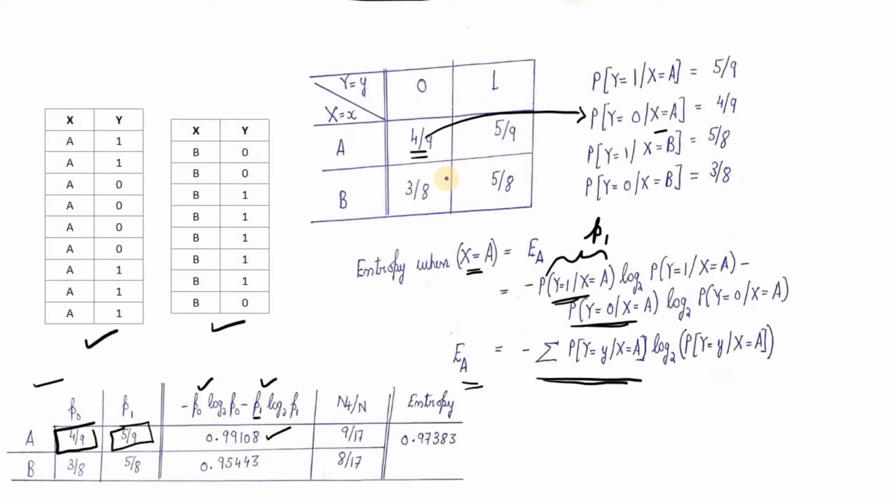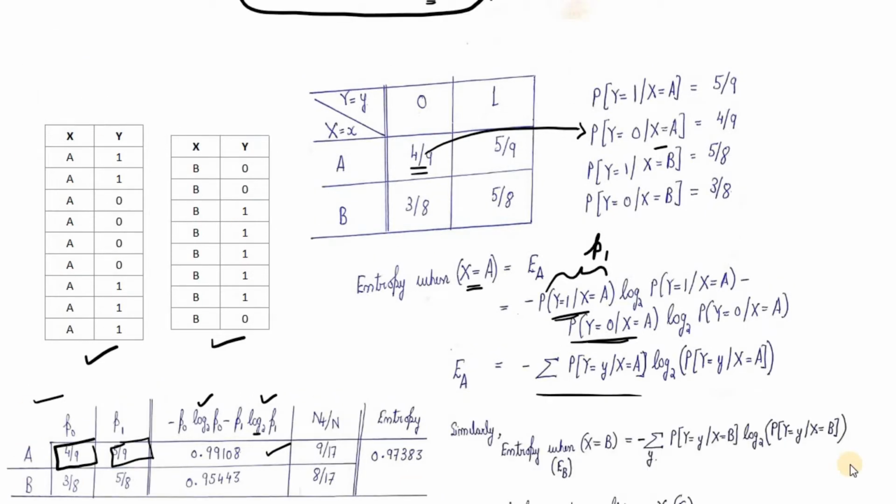Now this is exactly what we will be doing for the calculation of 0.99108. And this is a much generalized form of writing the entropy corresponding to one of the distinct values of the feature x. It can have many distinct values, but as of now we have just two distinct values for understanding purpose. So we can proceed and calculate the entropy when x is equal to b in the same way. So the entropy corresponding to x being equivalent to b is calculated in the exact same way, which comes out to be this.